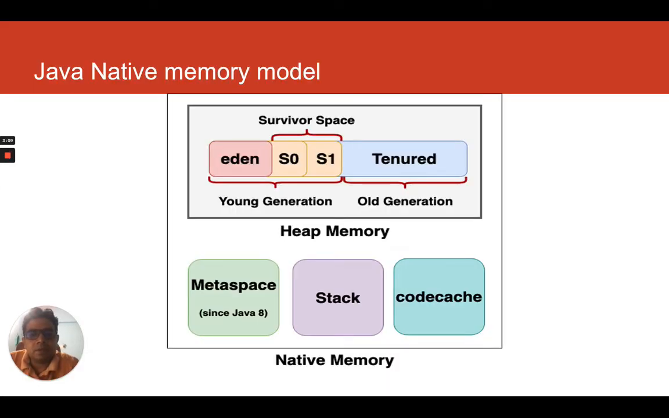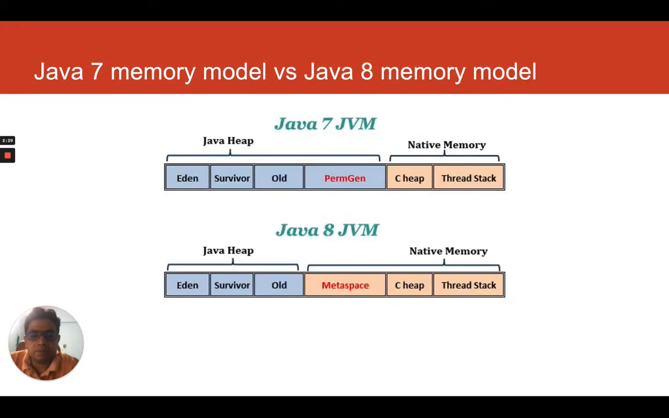Now survivor 1 and survivor 2: garbage collection happens automatically in Java. So if the variables, methods, classes or objects survive, then they move from survivor 1 to survivor 2 and then to old gen. As I said in the beginning, metaspace was introduced in Java 8. And apart from that, we have stack and code cache. Stack, metaspace and code cache are typically larger in size compared to heap memory.